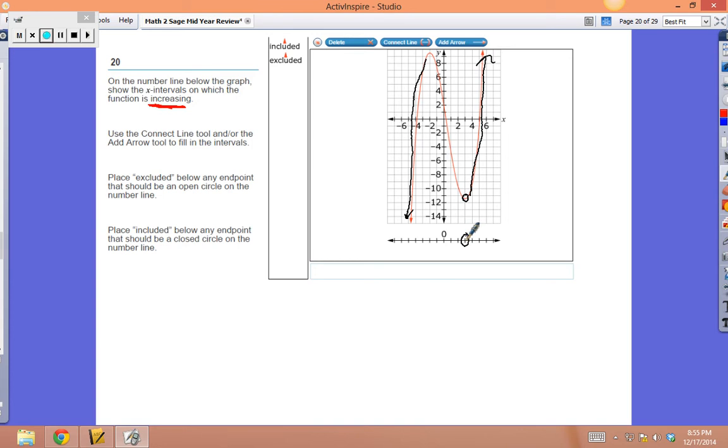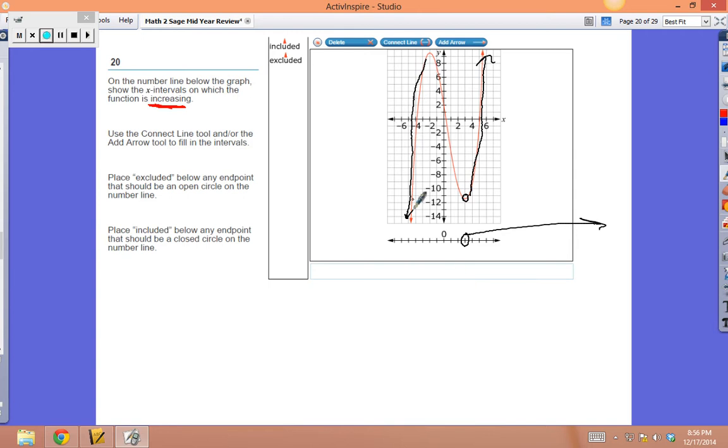It starts at 3 to increase. So 3 and anything to the right of 3. So 4, 5, 6, all the way to infinity, it's going to be increasing. So this is excluded. You're going to grab this excluded. You're not going to include the 3.